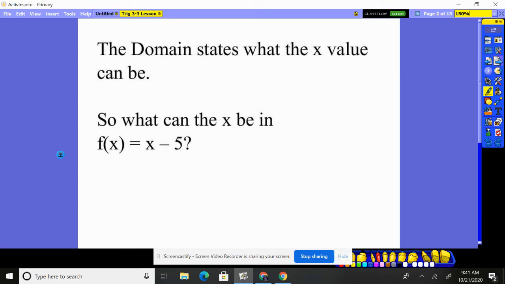What could it be in the function f of x equals x minus 5? What could we plug in there? Is there a restriction? I mean, is there something I can't plug in? I can plug in anything. I can plug in 7. 7 minus 5 gives me an answer of 2. Every x I put in there will produce an answer. Every one of them. That would tell us that actually domain is all real numbers.